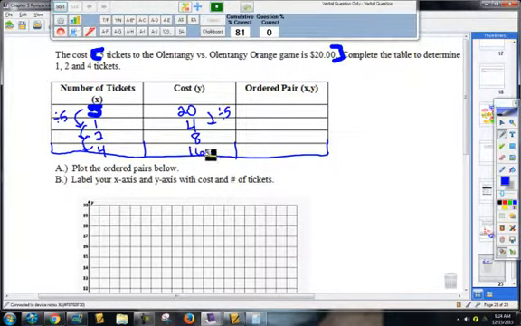Divide times 2, 16. Now, your ordered pairs are going to be 5, 20, right? That's going to be 1, 4; 2, 8; 4, 16. Right there, that's all you have to do. It's very, very simple. Now, you have to plot those.